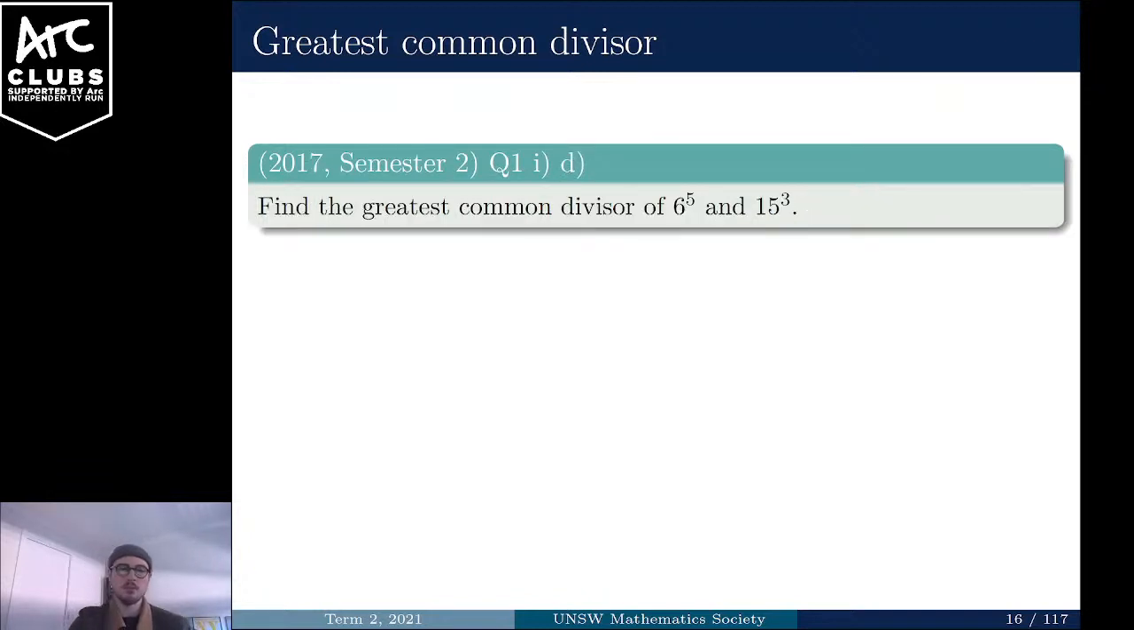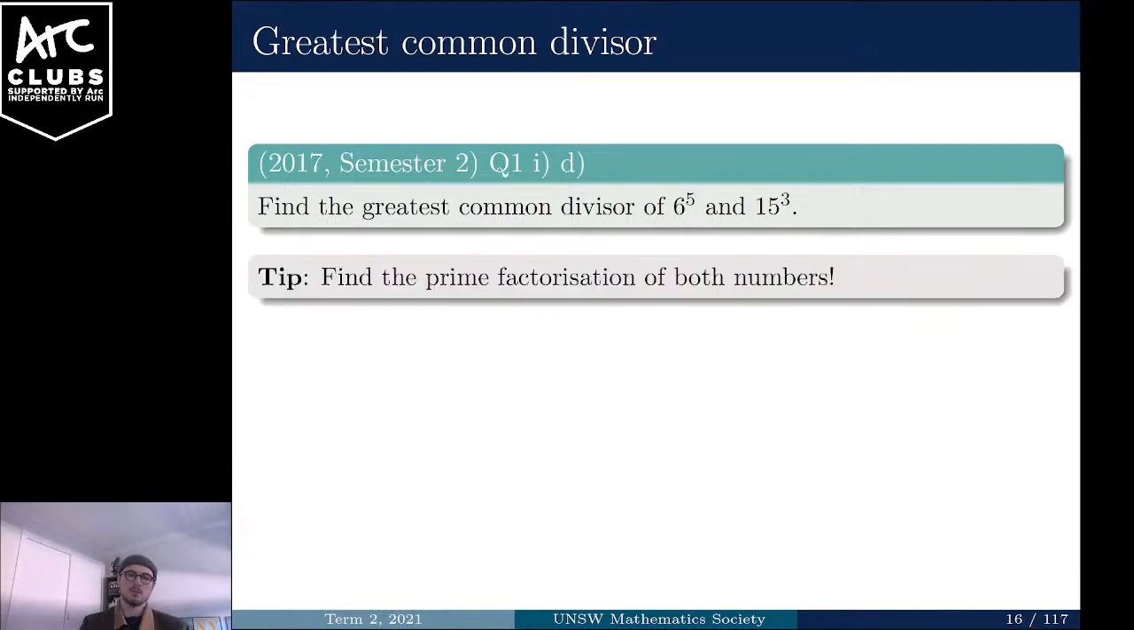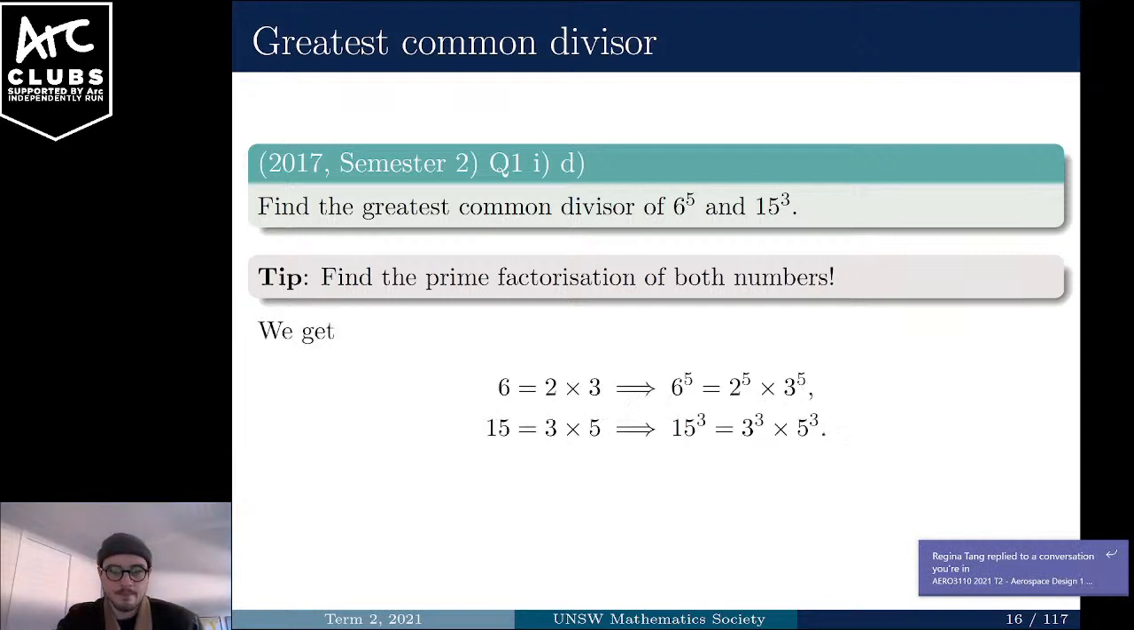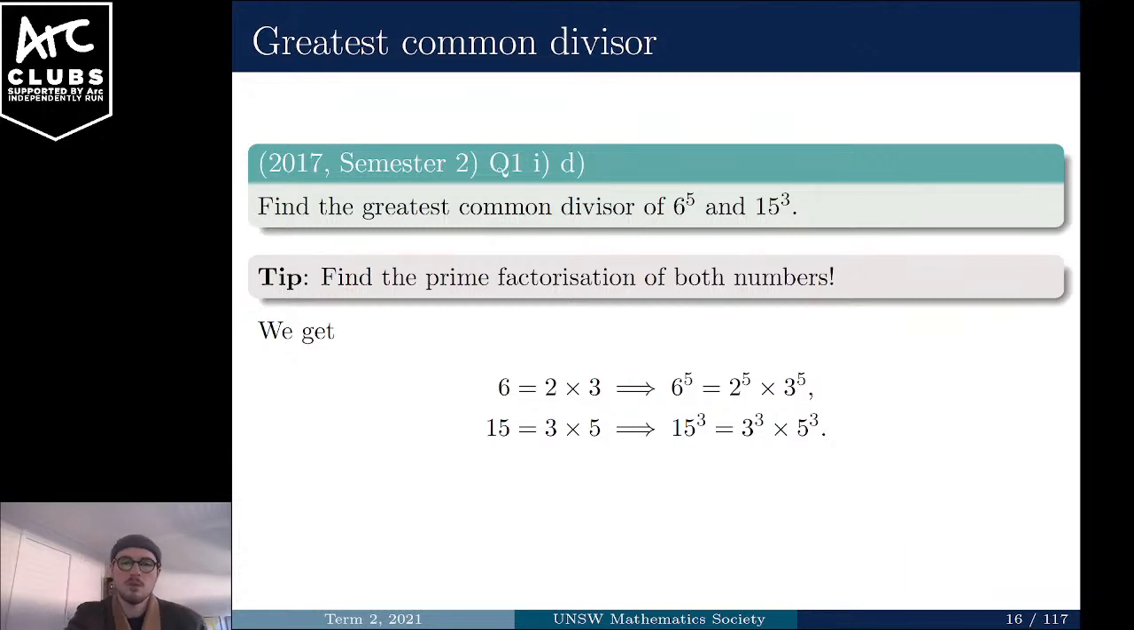Cool. Moving forward to the 2017 question. So it says, find the greatest common divisor, the GCD of 6 to the 5 and 15 to the 3. Cool. So let's go through this. So tip, find the prime factorization of both numbers. So again, we're trying to find the biggest number we can that divides cleanly into 6 to the 5 and 15 to the 3. So a useful way to do this is to look at the prime factorization. So we see that 6 is 2 times 3, and then if we raise it to the power, we then get 6 to the 5 is equal to this. And then we do a similar thing for 15 to the 3, and we get this.